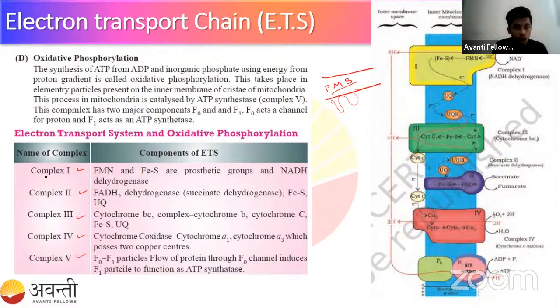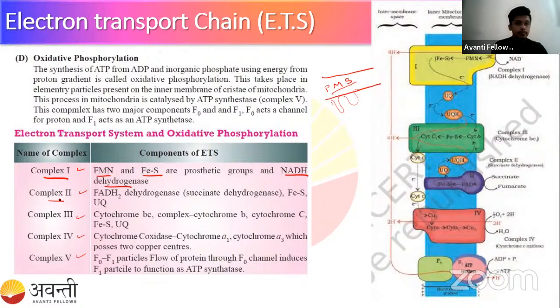If I talk about complex 1, what is present in complex 1 is a very important enzyme called NADH dehydrogenase. Very, very important. It also has some prosthetic groups such as FMN and FeS, which help this process. Next one: what is present in complex 2? Again, if I tell you about complex 1, you have to have it at your fingertips that complex 1 has NADH dehydrogenase.